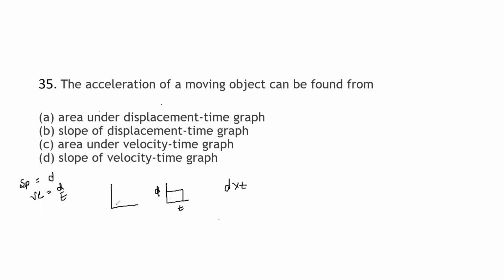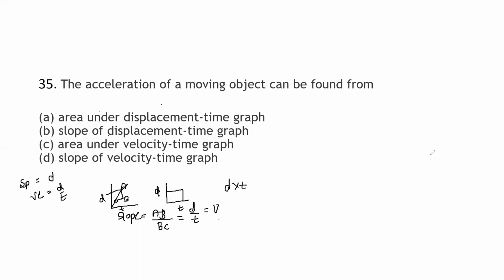Next, slope of the displacement-time graph. Suppose this is a straight line and this is the slope, ABC. Slope is equal to AB divided by BC. If you see this as A, this as B, and this as C, AB is representing displacement and BC is representing time. So displacement by time is velocity. The question is acceleration.